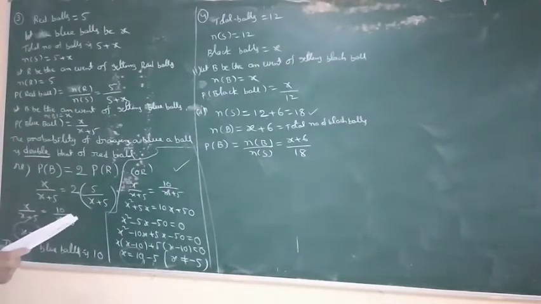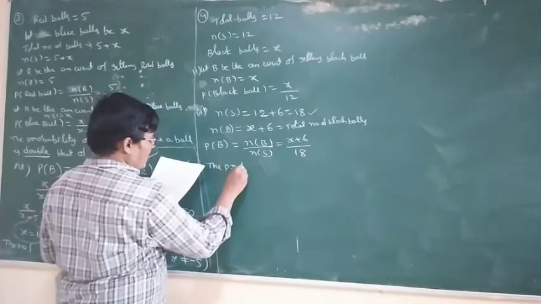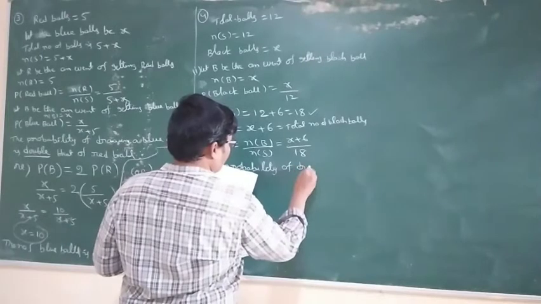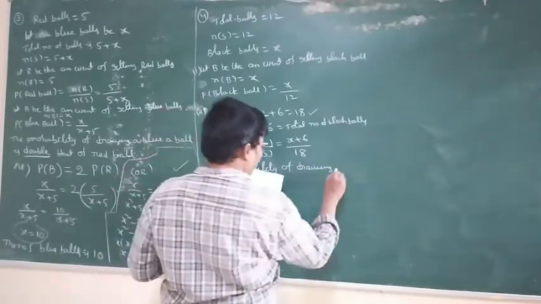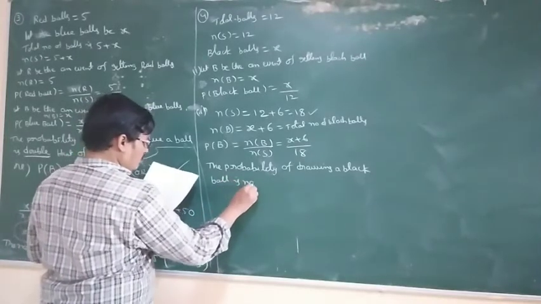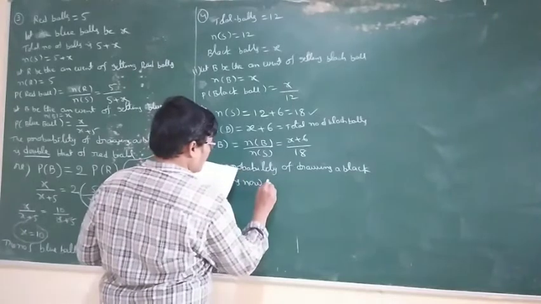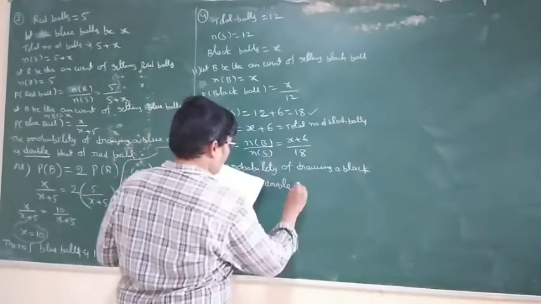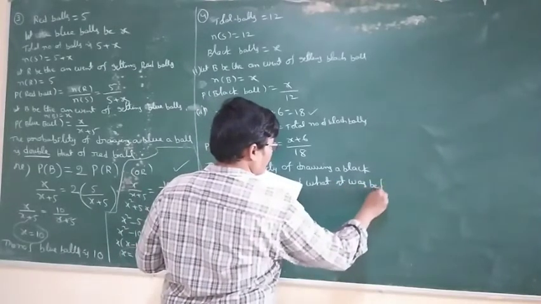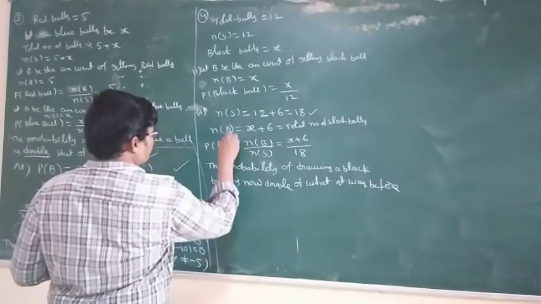So what is given? Find x. The probability of drawing a black ball is now double of what it was before. For example, this is B1.